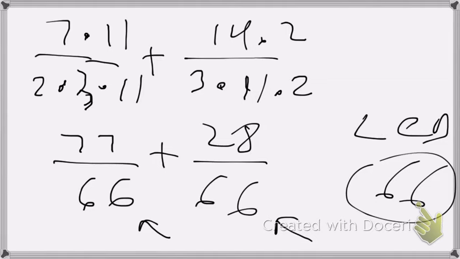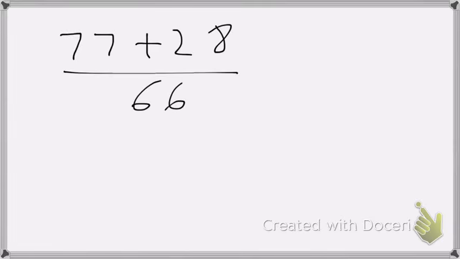So now you have 77 plus 28 all over 66. Now you write it only once. Why? Because it is the same. Both of them have the same denominator. Now it can be added. So you just focus on the numerator now.